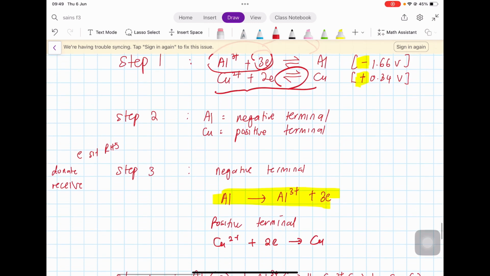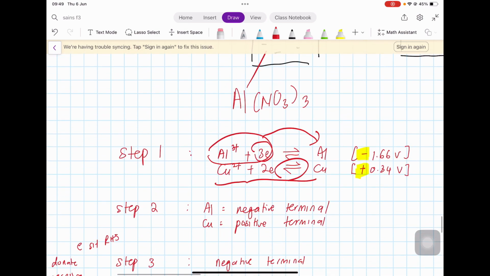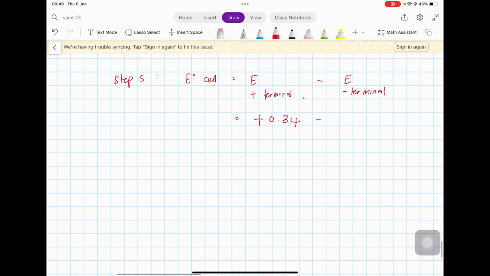Copper. So, positive 0.34 minus negative 1.66. Be careful of the negative, most students usually forget to put the negative, so then it becomes minus. Okay, so now positive 0.34 minus negative 1.66, you would get 2.0 volt. Okay, very easy. Last one, step 6.